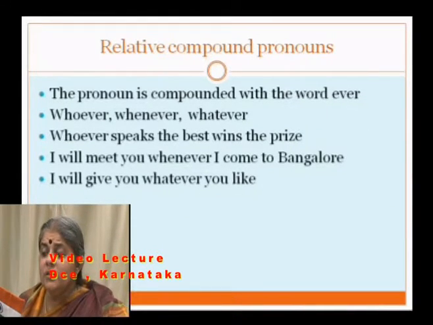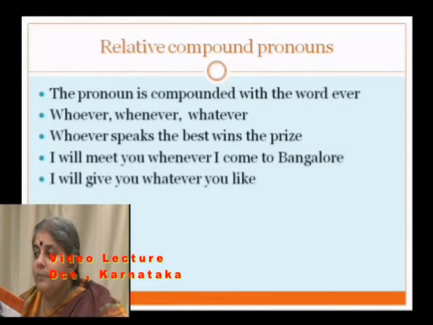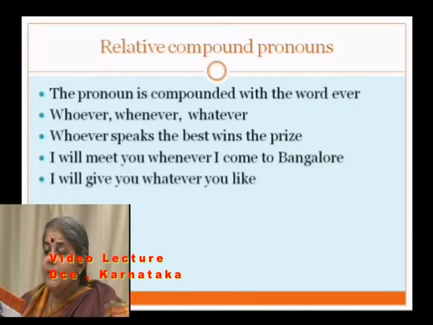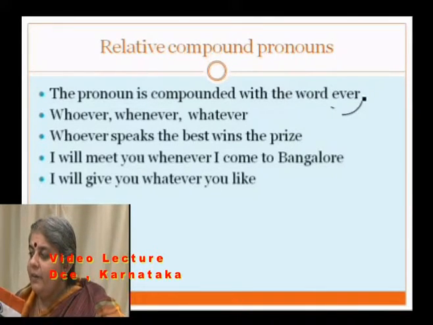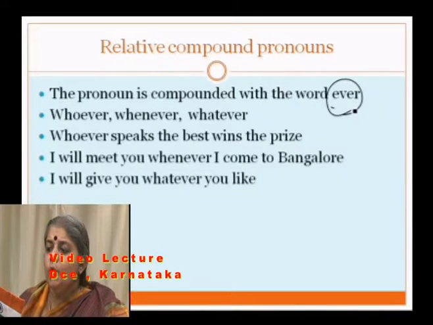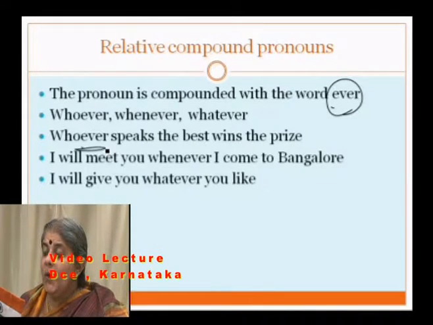Now, there is also another pronoun called relative compound pronouns. This pronoun is compounded by which word? By the word ever. Whoever, whenever, whatever. This is a relative compound pronoun. Whoever speaks the best wins the prize. Whoever. I will meet you whenever I come to Bangalore. Whenever.